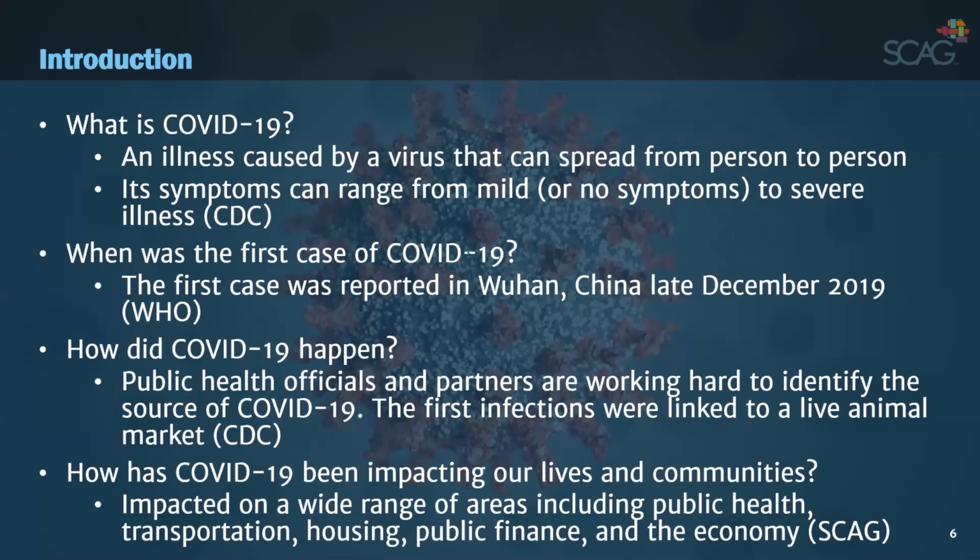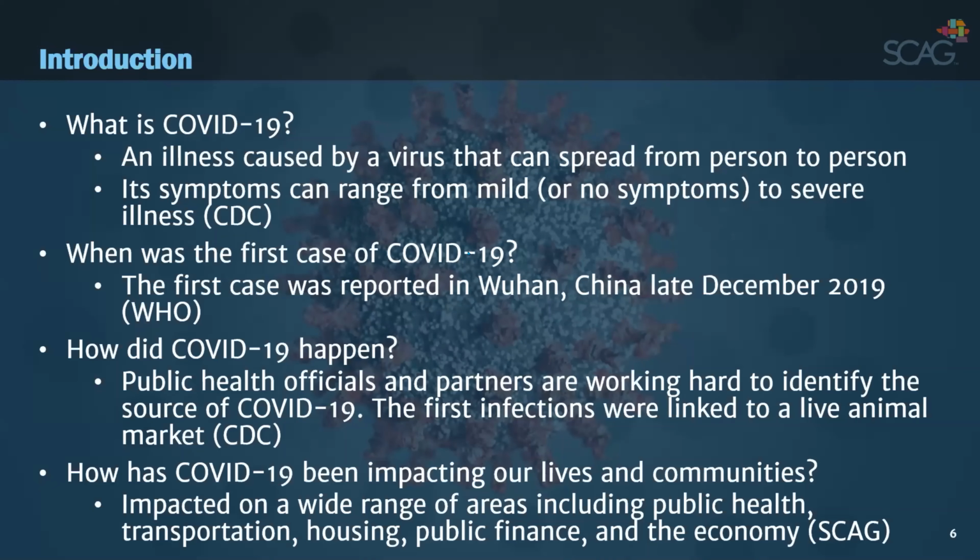And so what is COVID-19? Its full name is coronavirus, and it was found in 2019. So that's why it's called COVID-19. And it's an illness caused by a virus that can spread from person to person. And the symptoms can range from mild or no symptoms at all to severe illness.